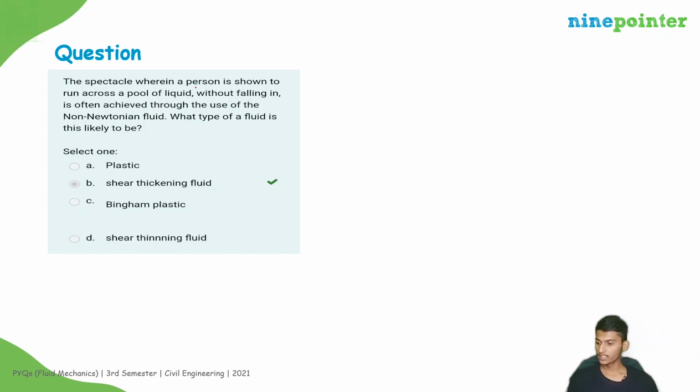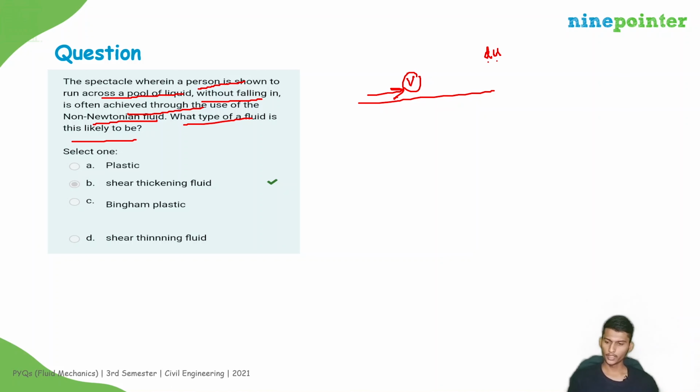The spectacle wherein a person is shown to run across a pool of liquid without falling in is often achieved through the use of a non-Newtonian fluid. What type of fluid is this likely to be? See, if you are running on the fluid, you should not fall in. You should run on the fluid without falling in, right? So in this case, if you are running with some velocity, if you run fast, then the value of dou u by dou y will increase, right?